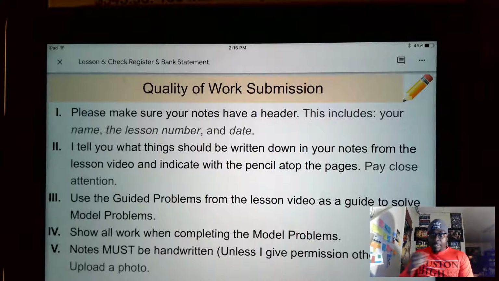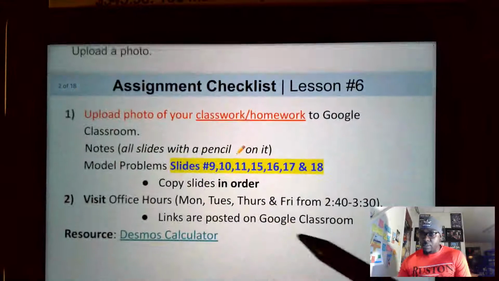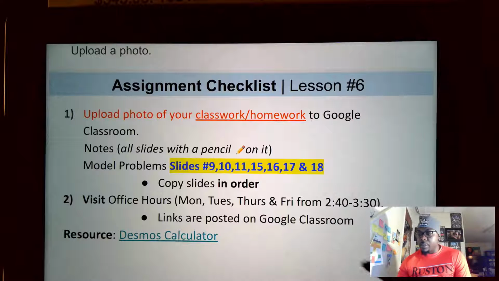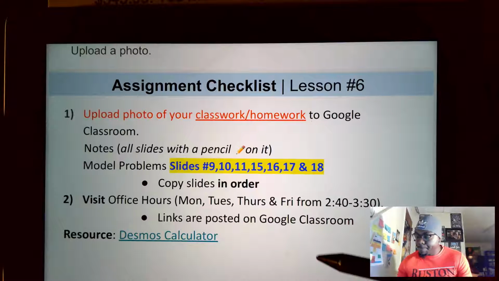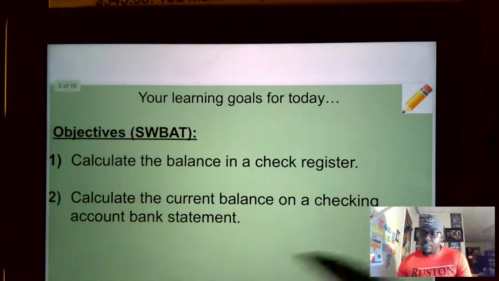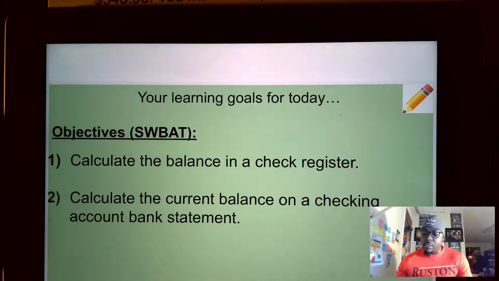So with that being said, let's go into today's lesson. For today's lesson, it indicates to you where the model problems are. You're on pages 9, 10, 11, 15, 16, 17, and 18. The objective for today is to calculate the balance in a check register and also to calculate the current balance on a check register account.